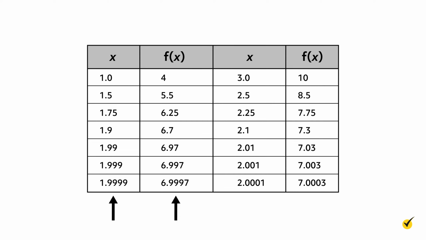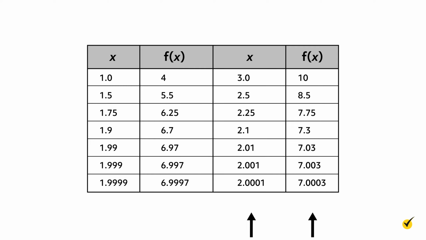The left side of the table provides information about f as x gets closer and closer to 2 from the left, starting with x equals 1, then 1.5, then 1.75, and on to 1.9 and 1.99, and so on. Notice that the f of x values corresponding to these x's given in the second column seem to be getting closer and closer to 7.